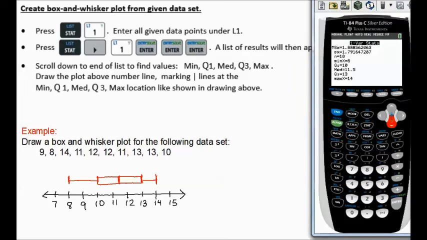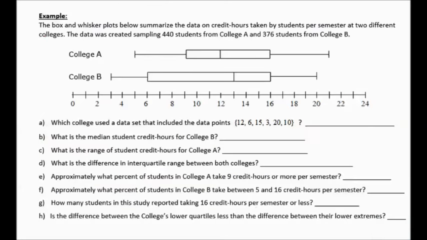Let's look at another example. The box and whisker plots below summarize the data on credit hours taken by students per semester at 2 different colleges. The data was created sampling 440 students from College A, so this is a total number of points for College A, and 375 students from College B. So this is the total data points for College B. And let's color code. College B is in blue, College A is in red.